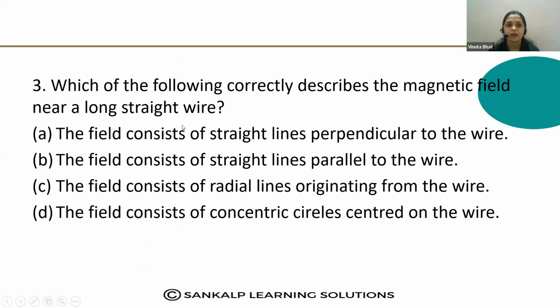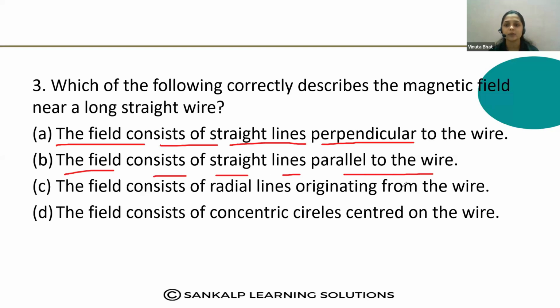Next question. Which of the following correctly describes the magnetic field near the long straight wire? Which of the following represents the magnetic field of the long straight wire? The field consists of straight lines perpendicular to the wire. The field consists of straight lines parallel to the wire. The field consists of radial lines originating from the wire. The field consists of concentric circles centered on the wire.